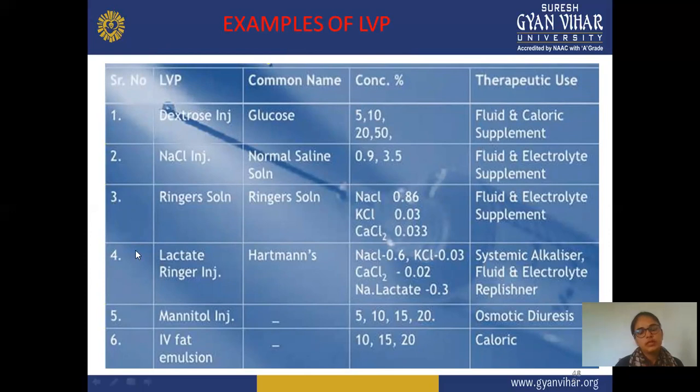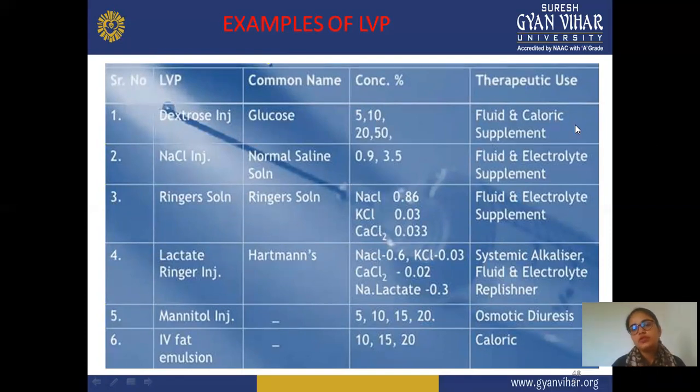So these are mainly the nutrients that you use in your large volume parenteral. This is the common name, and this is the concentration, and next is the therapeutic use. So these are the large volume parenterals available in the market, with their names. First is the dextrose injection. In this dextrose injection, the common name is glucose, and the concentration is 5, 10, 20, and 50%. It is available in different concentrations, maybe 5%, 10%, 20%, or 50%. Next is the therapeutic use.